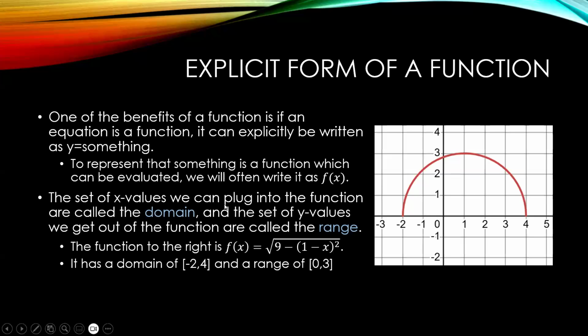And so the set of x values we can plug into the function are called the domain, and the set of y values we get out of the function are called the range. And so in this case, this function is the square root of 9 minus 1 minus x squared. The domain would be all of the possible x values. And so it can have x values from -2 all the way up to 4. As far as the range, well, the range would be the y values. And so we can get y values all the way from 0 up to 3.